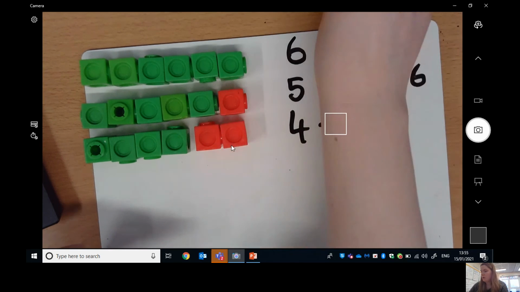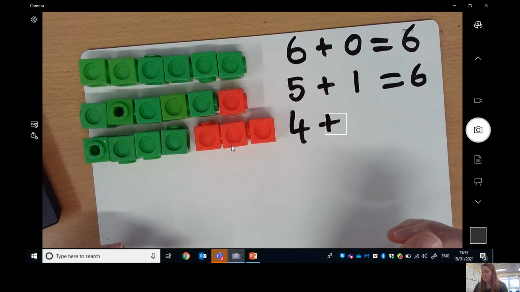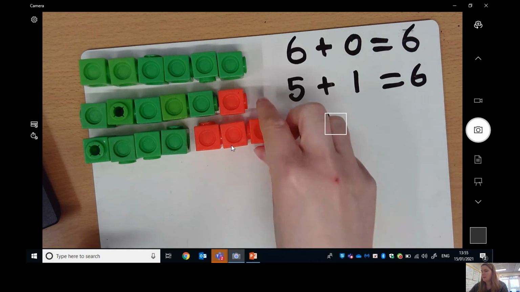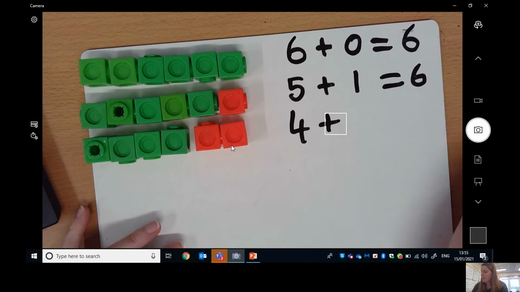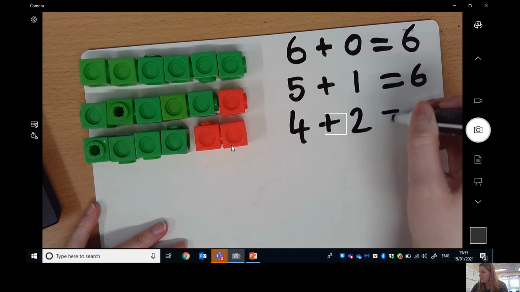1, 2, 3. Not 3. That doesn't make 6. Oh, okay, I have to make 6. Let's take that one away. How about that? You're absolutely right. 4 plus 2 equals 6.